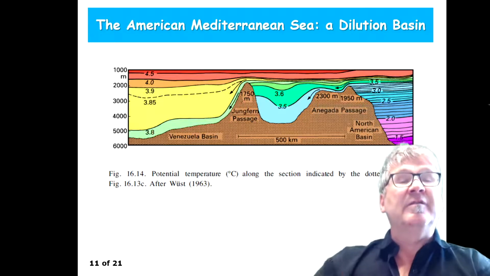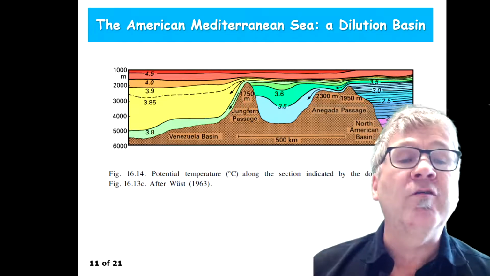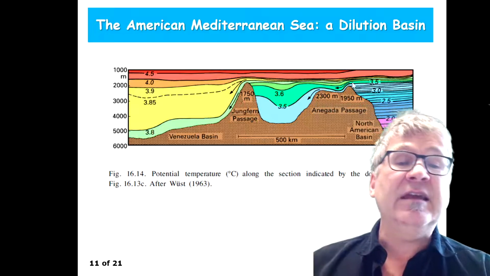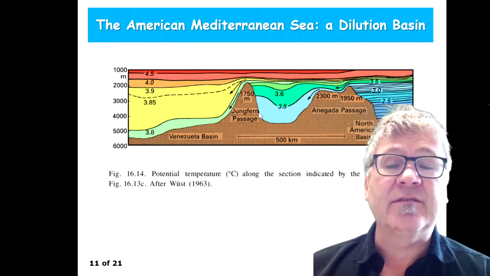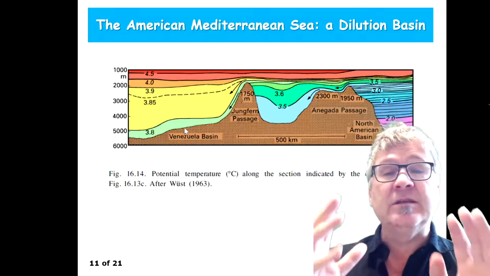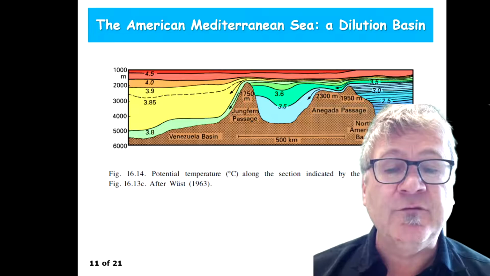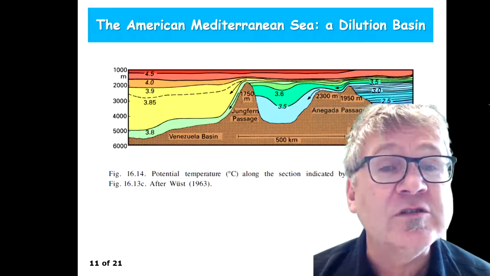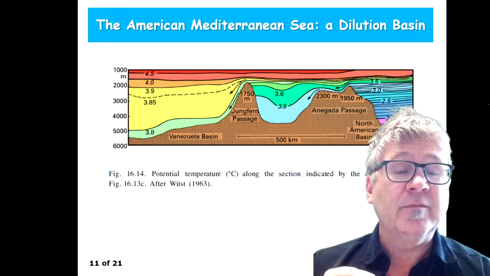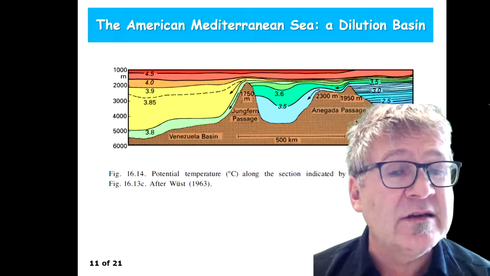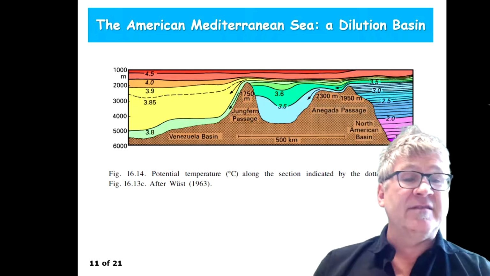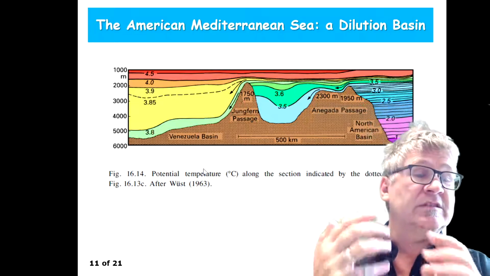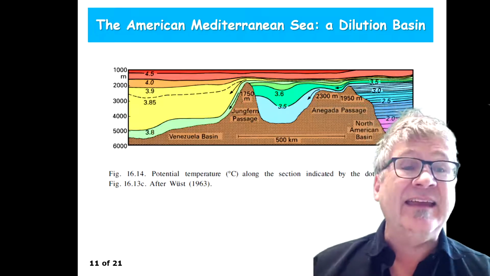Temperature, and you can see from the temperature that there is an inflow of water across one of these sills and into the deeper basins. And this again follows the principle of advection and diffusion. What drives these overflows is the density difference. It's a greater density on one side compared to the other side of a passage, and that drives an inflow. So this is what makes this area a dilution basin.